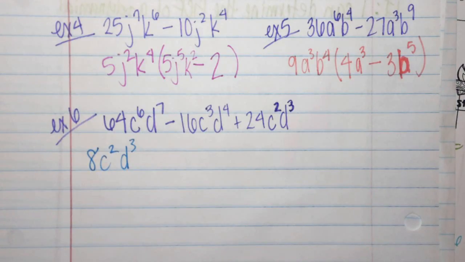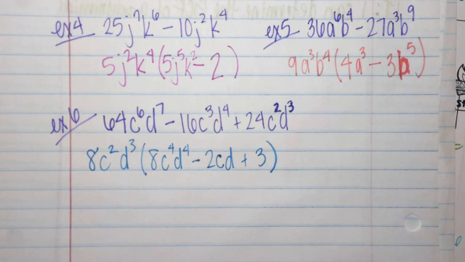What do you divide? 64 divided by 8? And 8 divided by 8? 16 divided by 8 and 24 divided by 8. Alright, that's what I got. Check your work against mine.